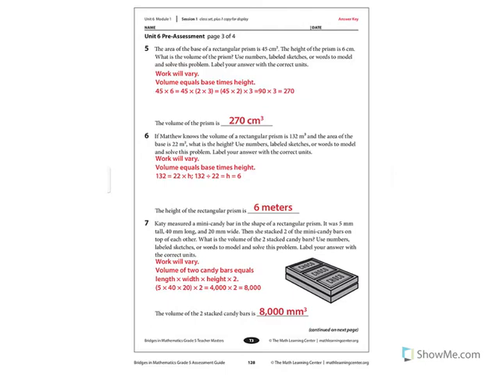All right, going on to page 3. The area of a rectangular prism is 45 centimeters. I'm going to underline that. The height of the prism is 6 centimeters. Sounds important. What is the volume of the prism? Okay, the volume of the prism. Use numbers, labeled sketches, or words to model and solve.